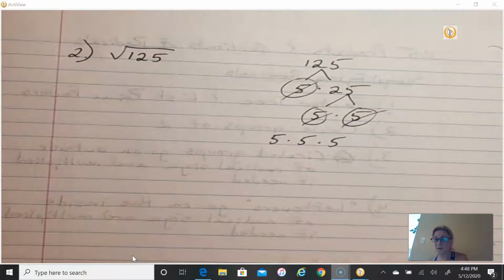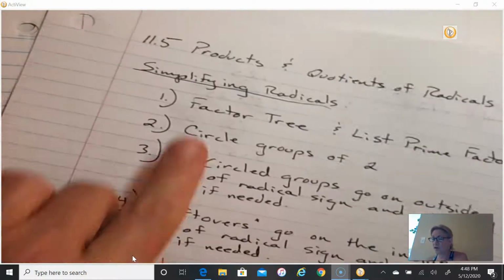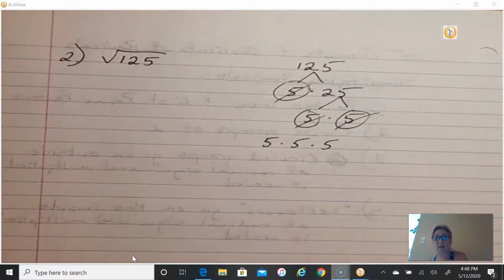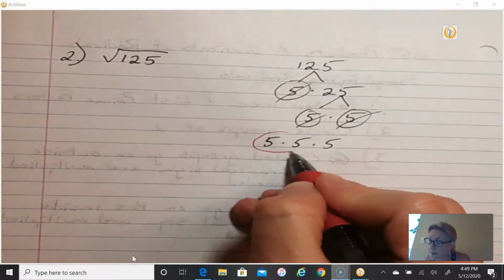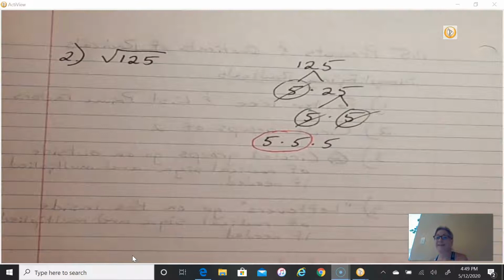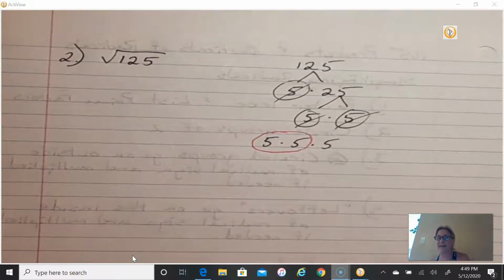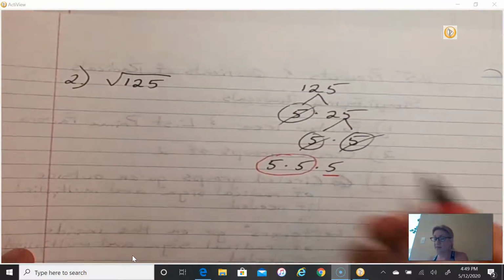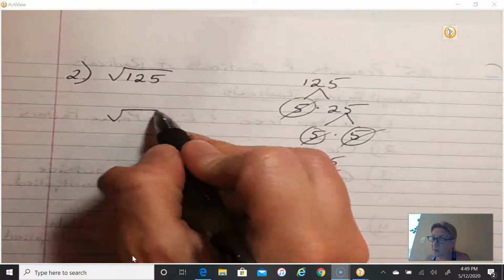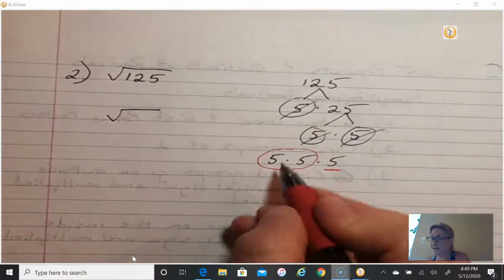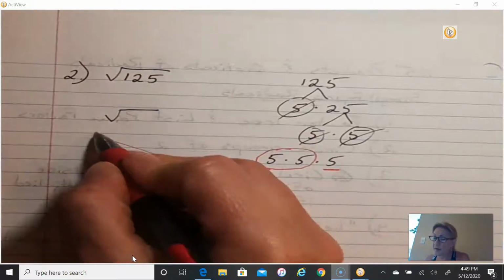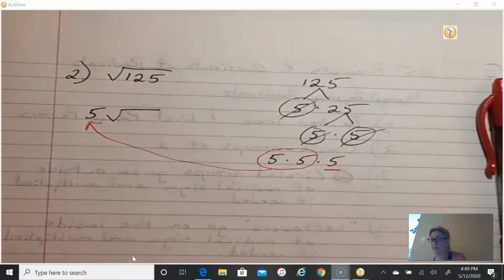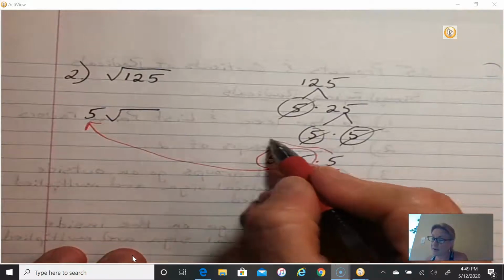Okay, step 2 says circle groups of 2. All right, I have 3 5s here. If I'm going to circle a group of 2, here's my group of 2. See, now I think it's starting to click. Oh, okay. And remember, we have leftovers. This is my leftover. So here's my radical sign. Step 3 says the group goes on the outside. And remember, we only take 1 5 from that. Leftovers go on the inside.